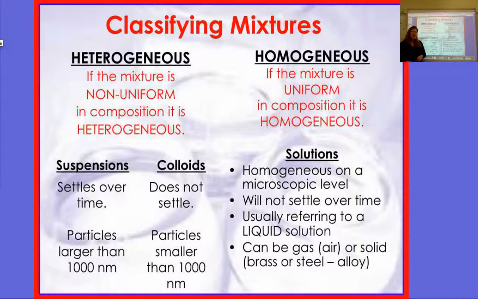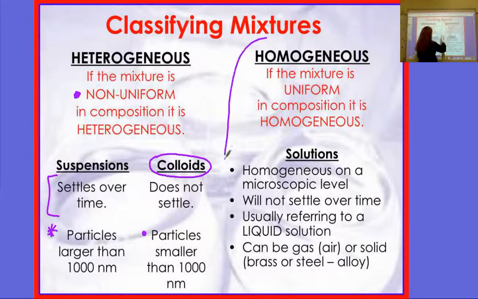Heterogeneous. If the mixture is non-uniform, meaning it has different layers, or it has different sections, or it settles over time, the solids fall to the bottom. This is usually happening with large particles. You can also have a colloid, which does not settle over time, but it's also a heterogeneous mixture. These have smaller particles, and a colloid is something like whipped cream or shaving cream, something that's in between the phases.